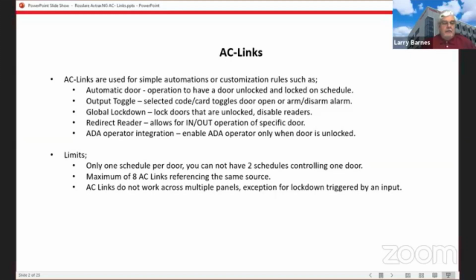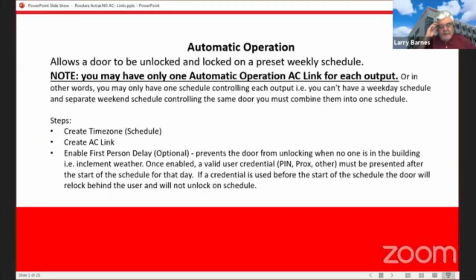So jump into automatic operation, as I just said, allows you to set up a weekly schedule for opening, or unlocking, I should say, a door with the option of first person delay. So if you've got it set up 8 to 5, Monday through Friday, nobody shows up, the door won't open at 8 o'clock until someone comes in and swipes their card, enters their PIN code, etc. Great for inclement weather, quarantine like we are right now, etc.